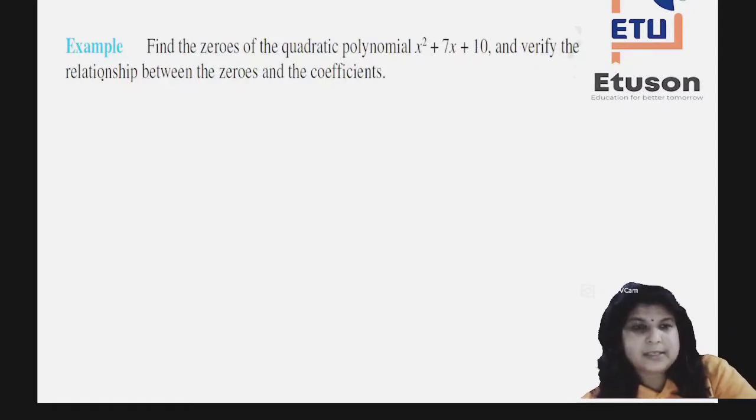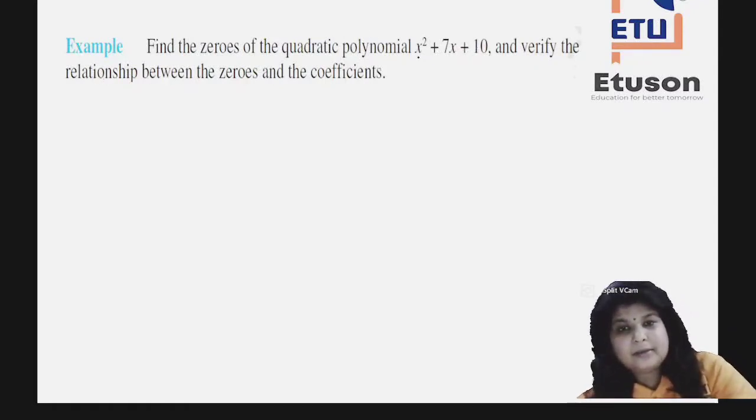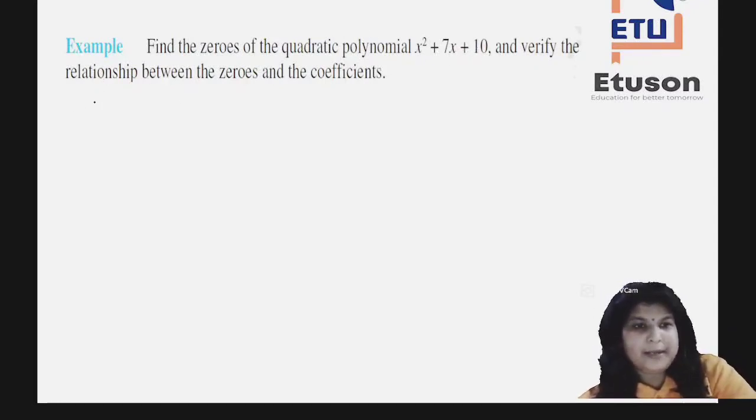Okay, so first क्या करना है? ये जो पॉलिनोमियल है उसको फैक्टराइज करना. So x square plus 7x plus 10. So that I can write it like x square plus 5x plus 2x plus 10.